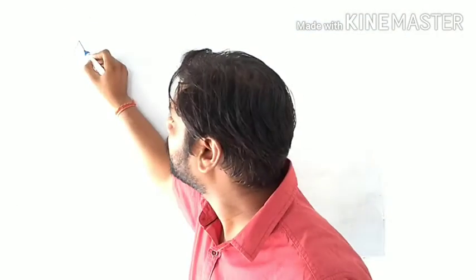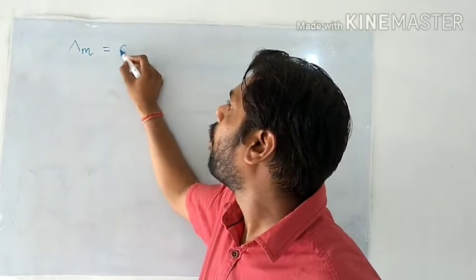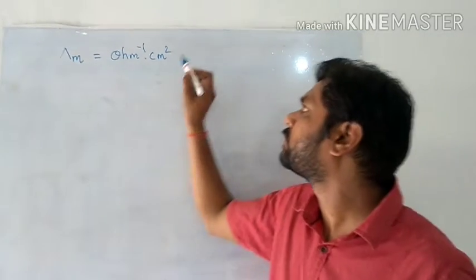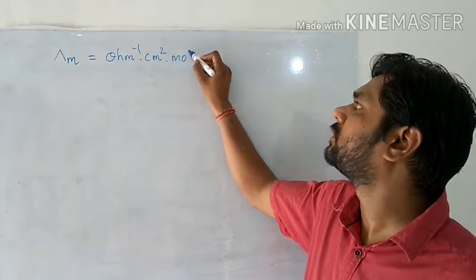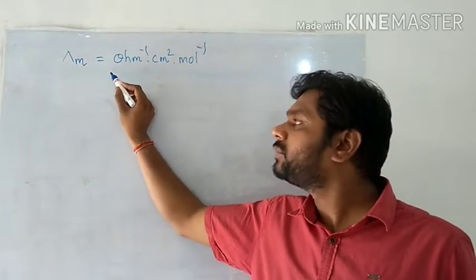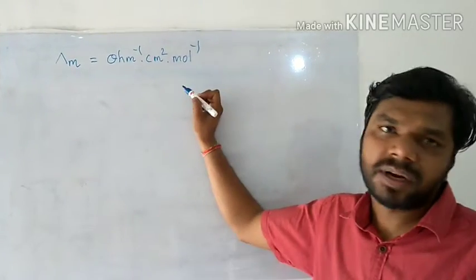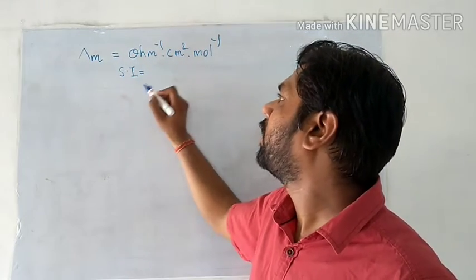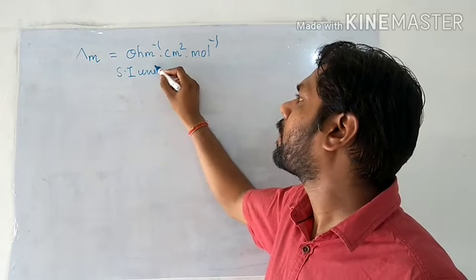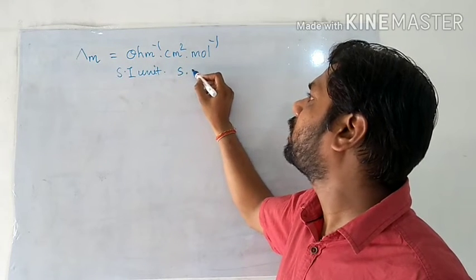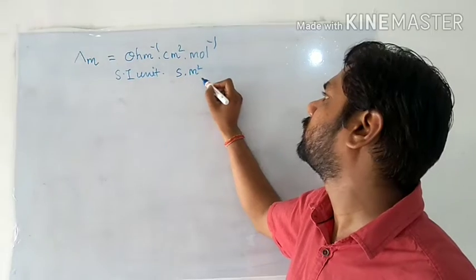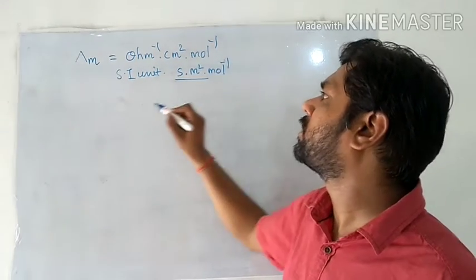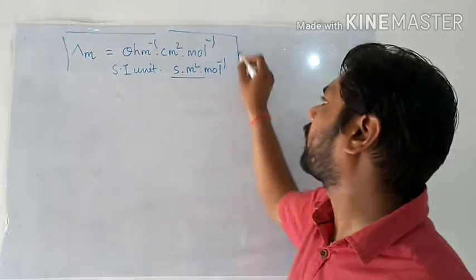Lambda m has the unit ohm inverse centimeter square into mole inverse. That is the unit of lambda m, I mean molar conductance. And the SI unit, the standard unit, is Siemens meter square into mole inverse. This is the unit of molar conductance.